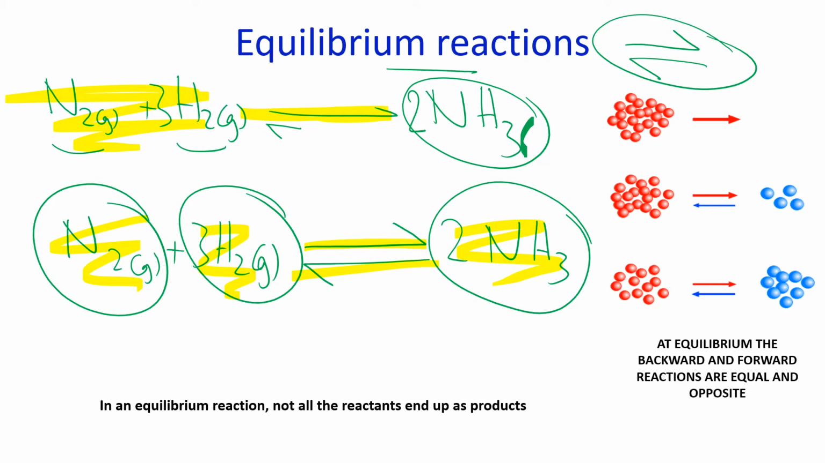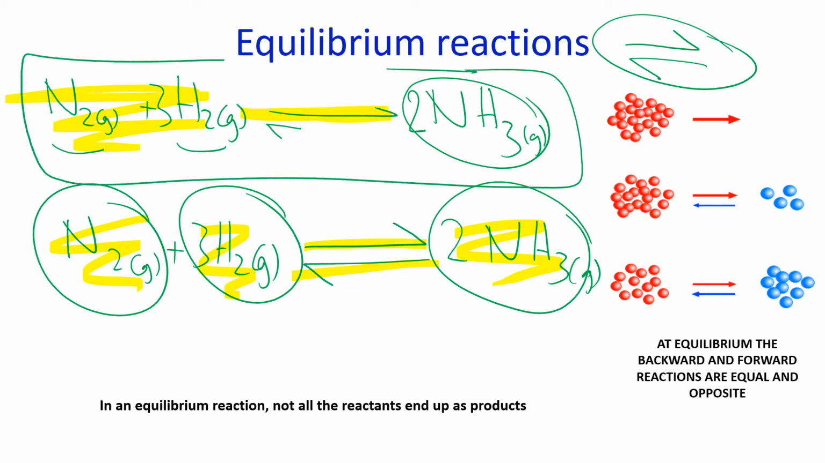Ammonia is a gas. Of course, we have nitrogen and hydrogen and ammonia, all of them gases. For that reason, we should have a closed system. Why? Because if one of the species making the reaction escaped, we would no longer have the equilibrium reaction. So we should have a closed system.